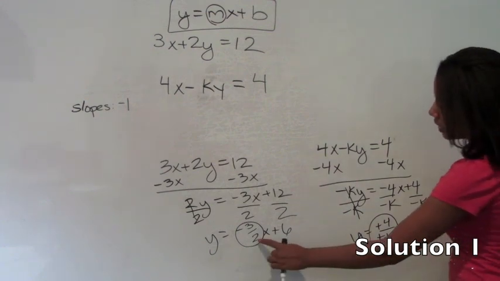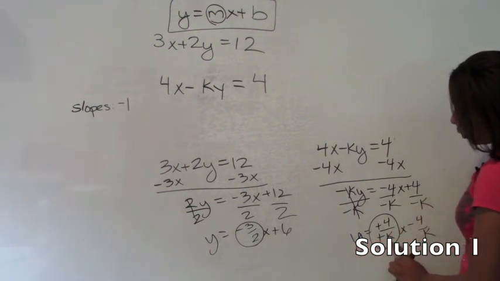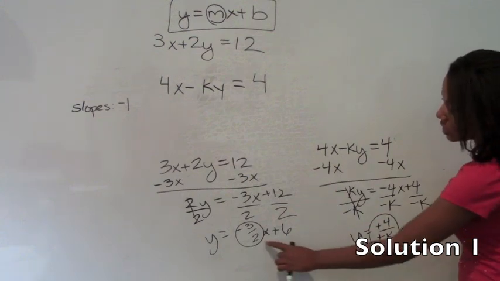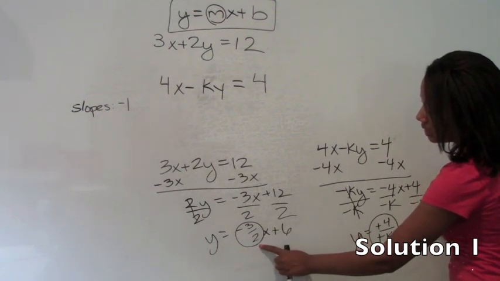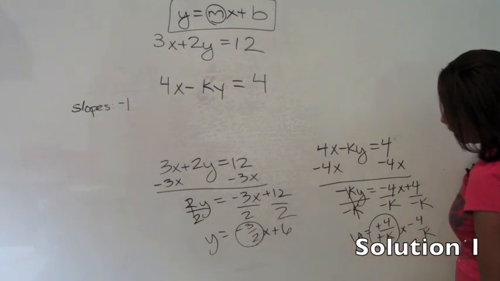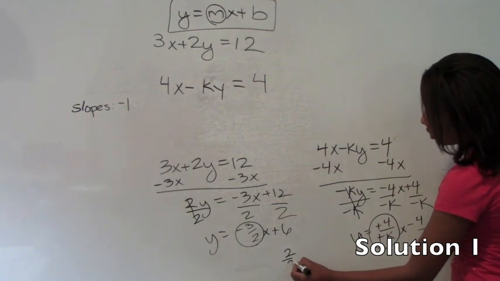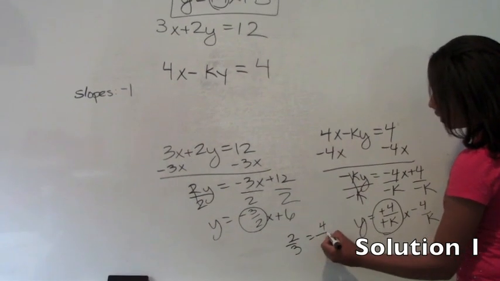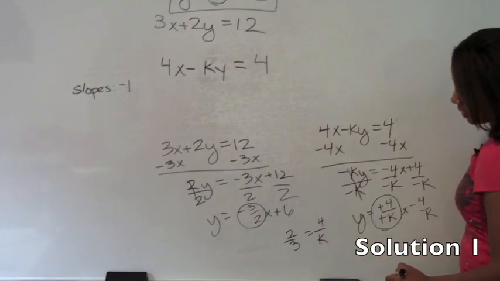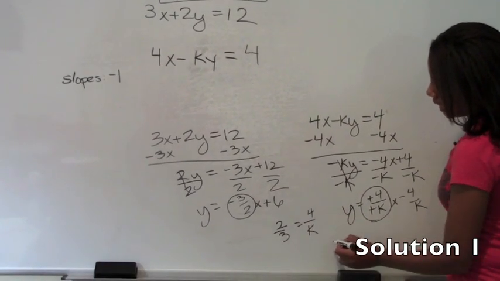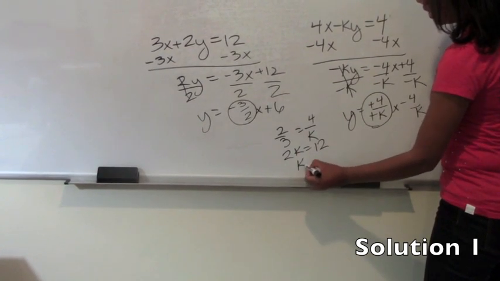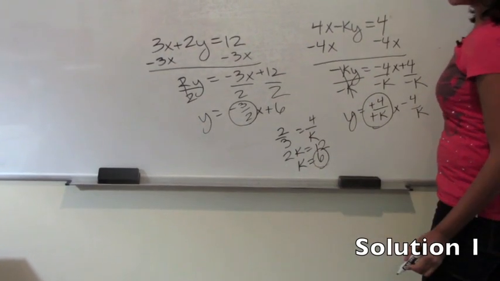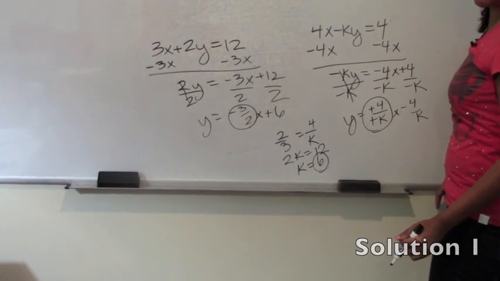Okay, so we want to compare -3/2 to 4 over k, and one needs to be the negative reciprocal of the other. So if this slope is -3/2, its negative reciprocal is +2/3. So +2/3 is what 4 over k must be. So we can cross multiply here. We get 2k equals 12, and then k equals 6. So k has to be 6, so the answer choice is E.